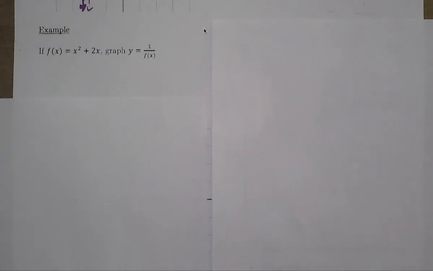Everybody, welcome back to our second of three examples with reciprocal functions. We're going to go into something a little bit more difficult now. If f of x is equal to a quadratic, f of x equals x squared plus 2x, graph the reciprocal. So I guess we need to start off with graphing f of x is equal to x squared plus 2x. Press pause and graph it.